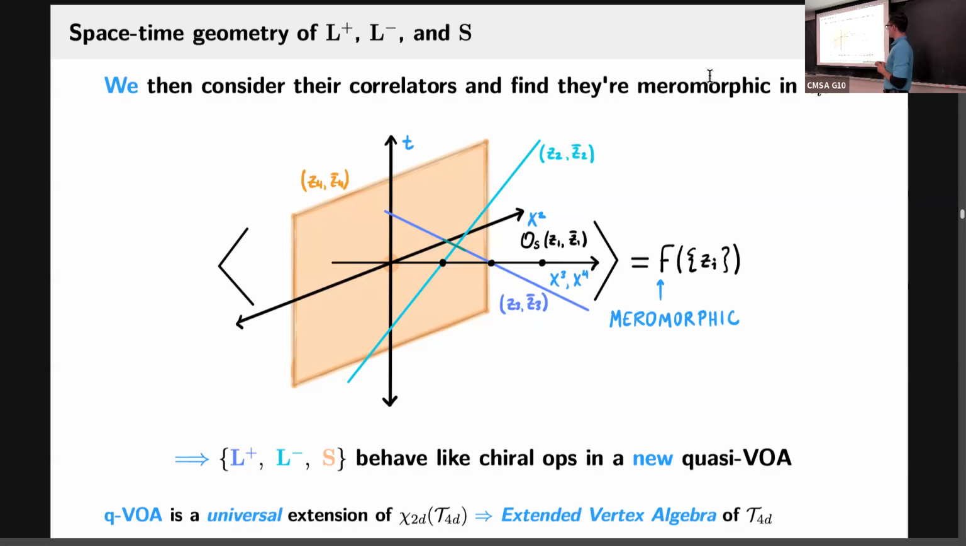And because the Schur operators are a universal subalgebra of every 4D N=2 SCFT, meaning if you give me any local unitary 4D N=2 SCFT, they always contain Schur operators, and that's precisely what I'm constructing these descent operators from. It's telling me that this quasi-VOA is a universal extension of the VOA of Schur operators. And then this just gives us what we end up calling the EVA.